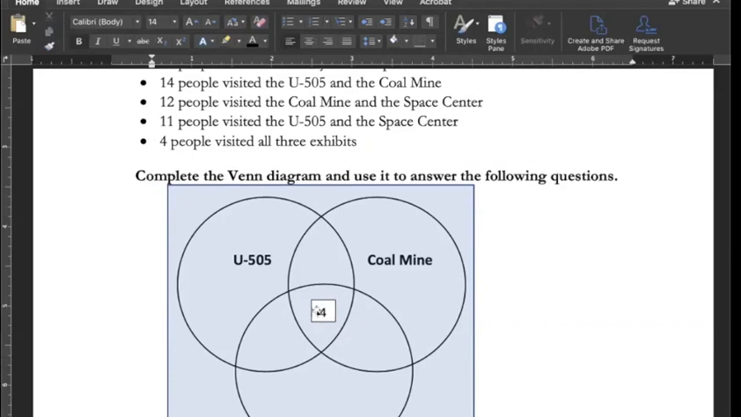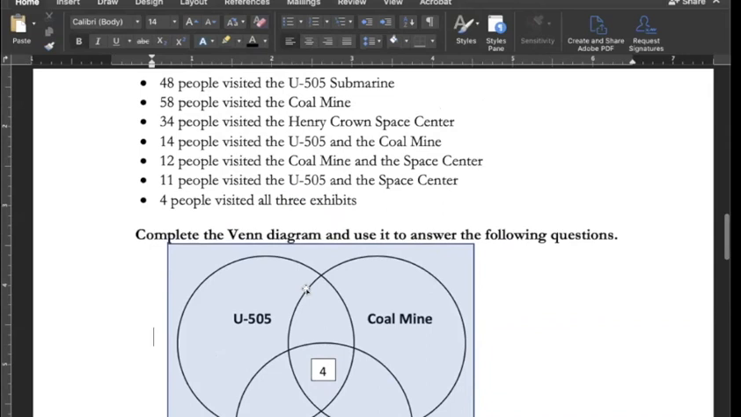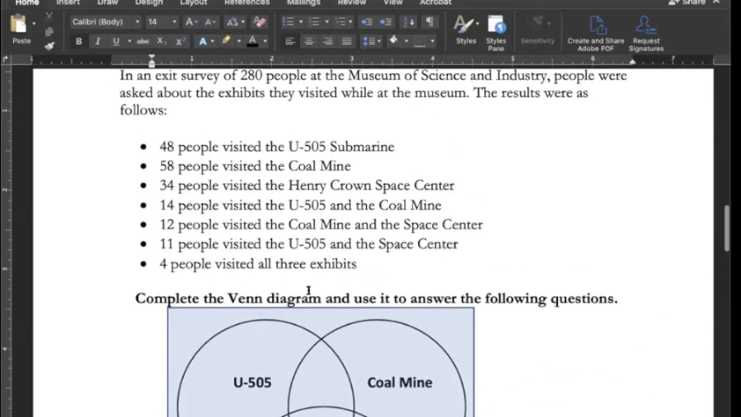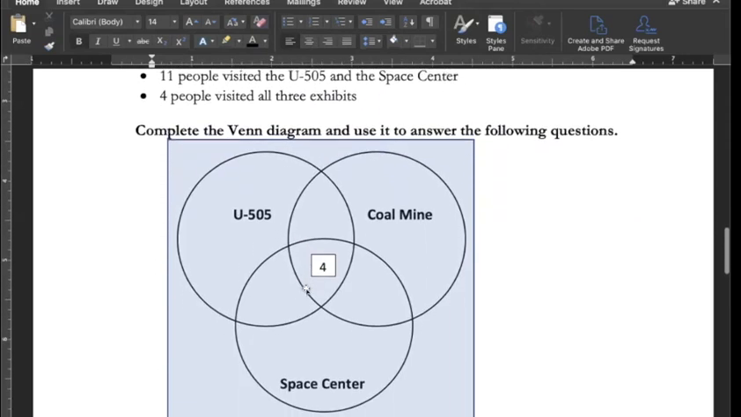Hopefully that makes sense to you. Now we're going to work our way backwards. Okay, we're going to work our way up the chart. Now it says that 11 people visited the U505 and the Space Center. Now those 11 people, here's the U505, here's the Space Center.